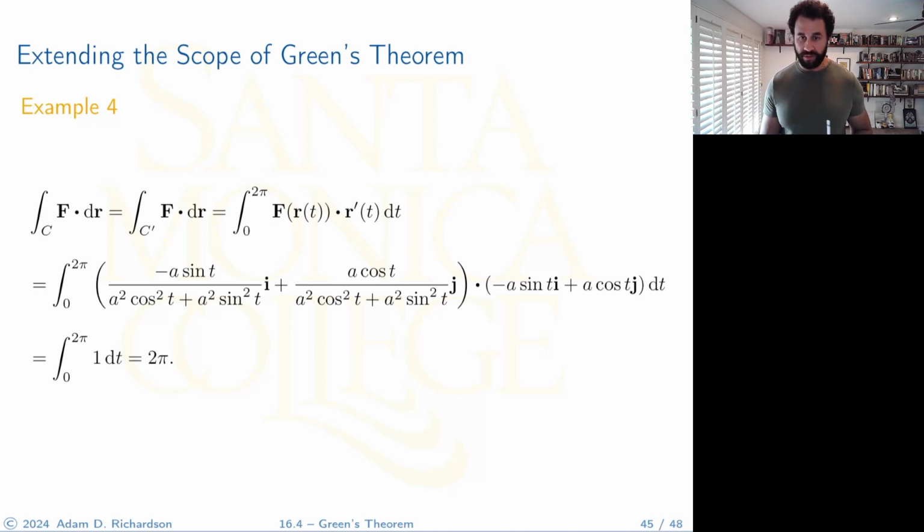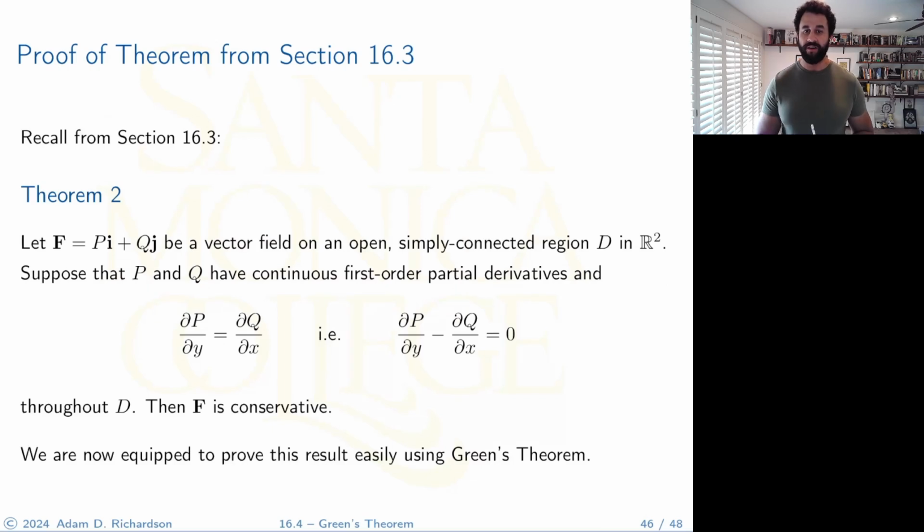Okay, so we're almost done here. I know this is already a lot, so thank you for bearing with us so far. We're going to finish up by doing a very nice quick proof of that theorem from the last section that we didn't prove. So here we go. Remember there was that theorem that we came up with that basically allowed us to determine if a vector field was conservative, and it said, hey, if your vector field is defined on a simply connected open region, and your component functions have continuous first order partials, and this difference is 0, then your vector field must be conservative. Well, now we're going to prove it very easily using Green's theorem.